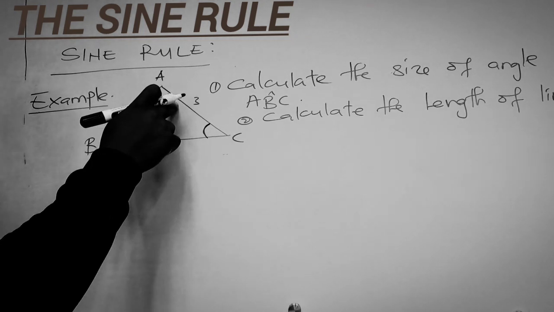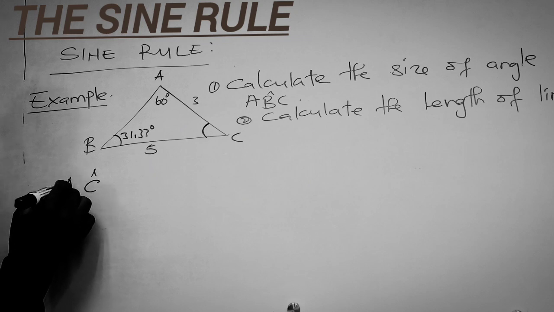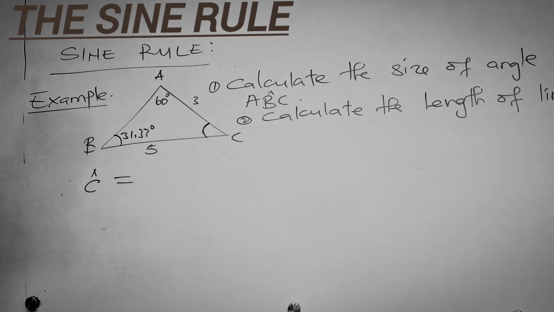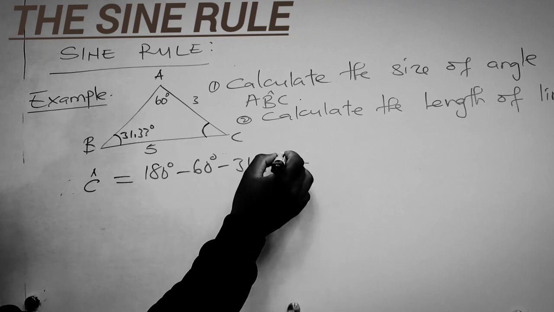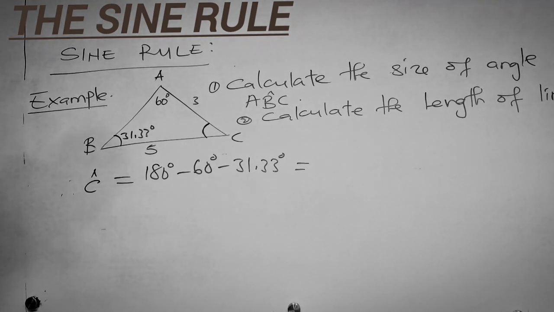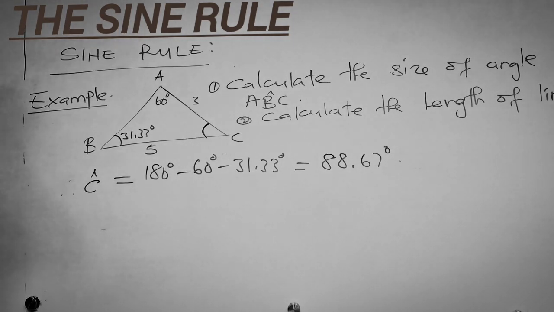So this is 180 subtracting the sum of these two. Angle C is equivalent to 180 degrees minus 60 degrees minus 31.33 degrees. 180 minus 60, we get 120. 120 minus 31.33, we get 88.67 degrees. That's the size of angle C.